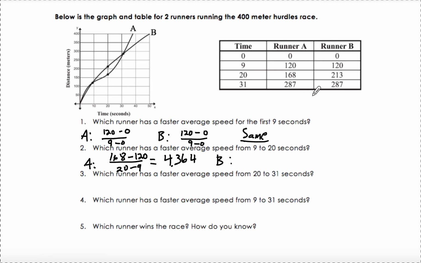And B, from 9 to 20 seconds, that'd be 213 minus 120 over 20 minus 9, which is going to give us something faster. We can already tell, right? 213 minus 120 divided by 11 is going to give us 8.455. All right. So runner B was faster.